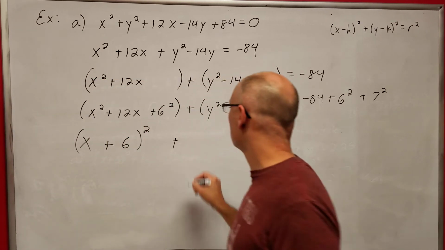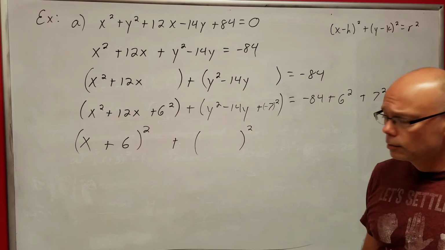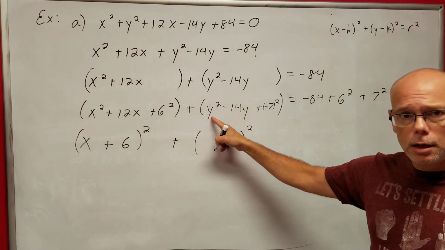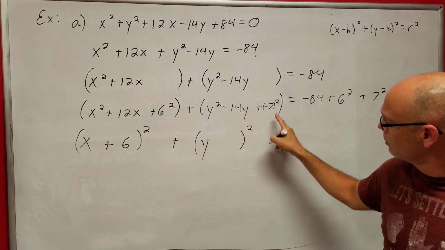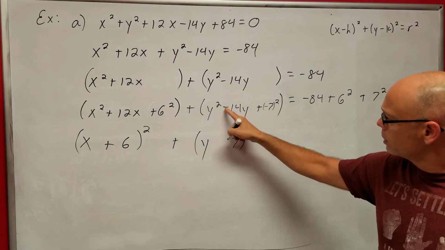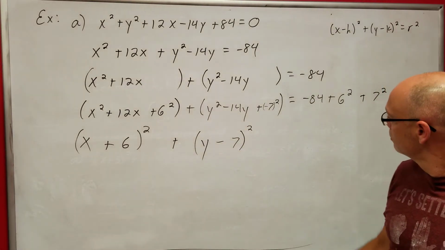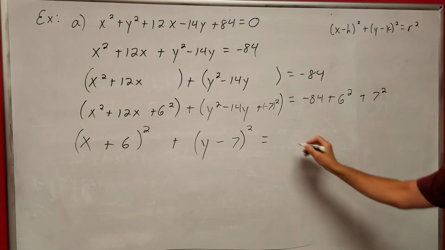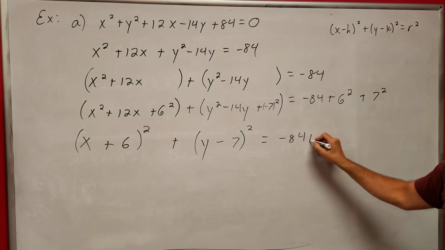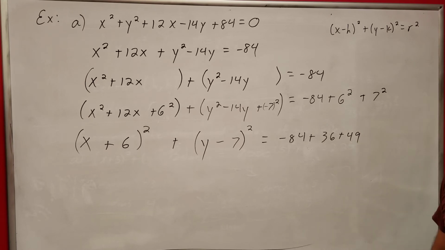Let's do the same thing for y's, okay? We're going to create a binomial squared. What's the first thing that's being squared here? Y. What's the second thing that's being squared here? 7. And what's the sign of the number in the middle? Minus, right? And then you just calculate this side, okay? So that's negative 84 plus 36 plus 49.